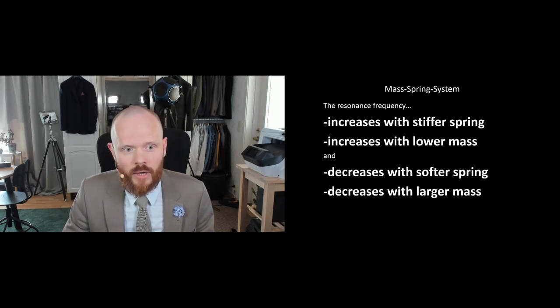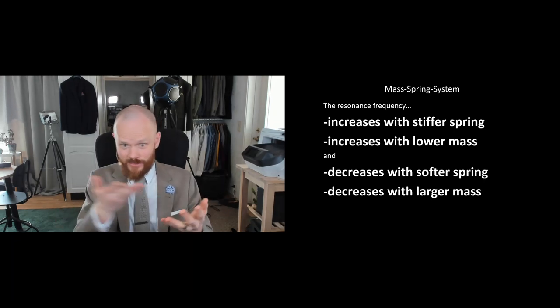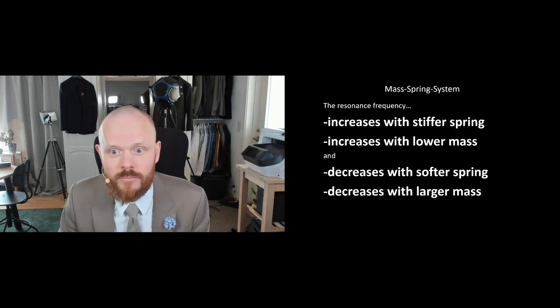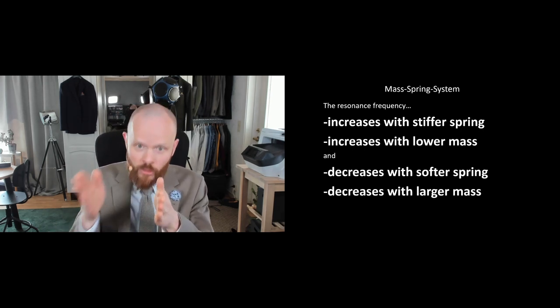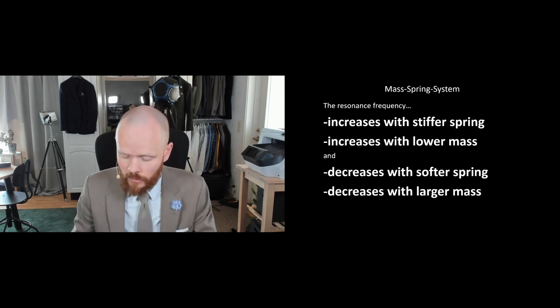Because it will cost you money to create the analogy of a softer spring or increase the mass. In a wall, you can have one layer of gypsum or two layers of gypsum or three layers of gypsum. That's how you change the mass.